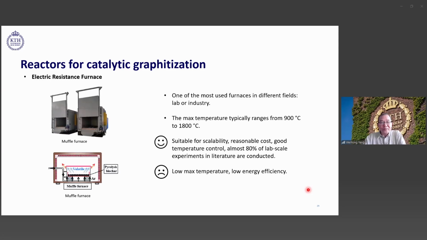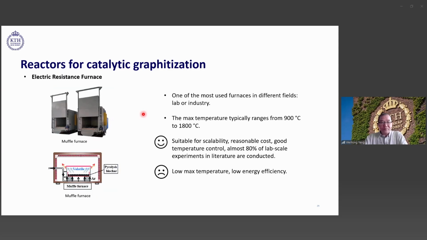The resistance heating furnace is very simple. You put the materials into the furnace, and the whole furnace is heated by resistance, like a muffle furnace. The maximum temperature goes up to 1,800 degrees, starting from 800 or 900 degrees. It's suitable for scaling up, quite good. The only issue is the maximum temperature is limited and energy efficiency is not so high. But this kind of electric resistance heating is quite widely used for most of the industry as well.